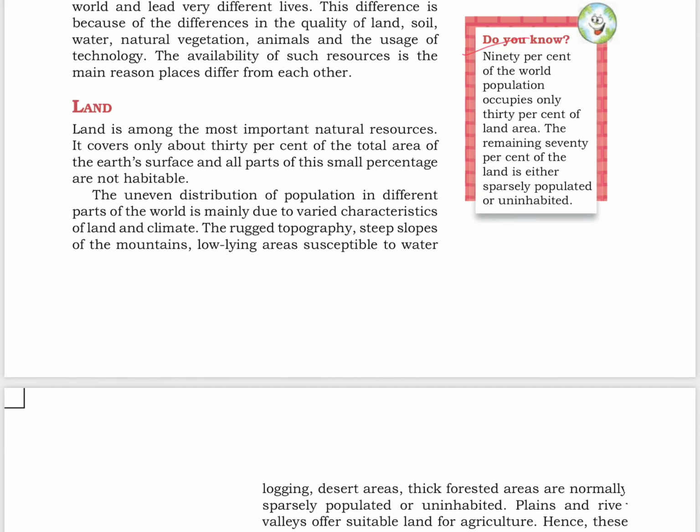Here we have a fact. 90% of the world population occupies only 30% of the land area. The remaining 70% of the land is either sparsely populated or uninhabited. Here we have land. Land is among the most important natural resources. It covers about 30% of the total area of Earth's surface.